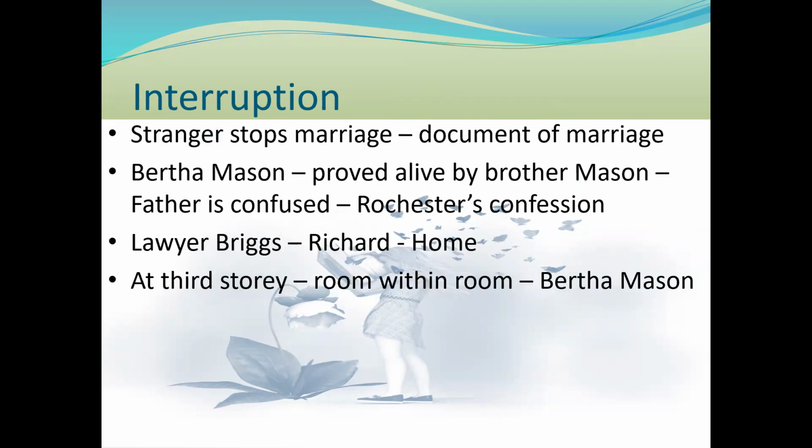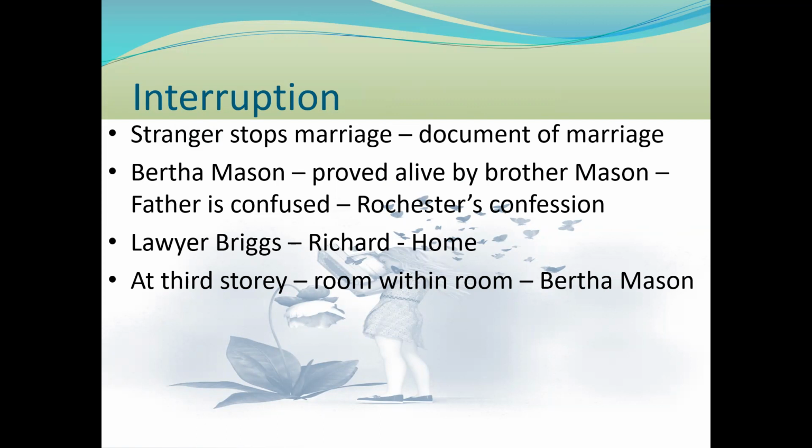The next day, Jane and Rochester are in church getting married. However, their marriage is interrupted by a stranger. His lawyer Briggs tells the gathering that Edward Rochester was already married 15 years ago to Bertha Mason. This is proved by her brother Richard Mason, who had visited Rochester last time. So Rochester is angry and stops the marriage.